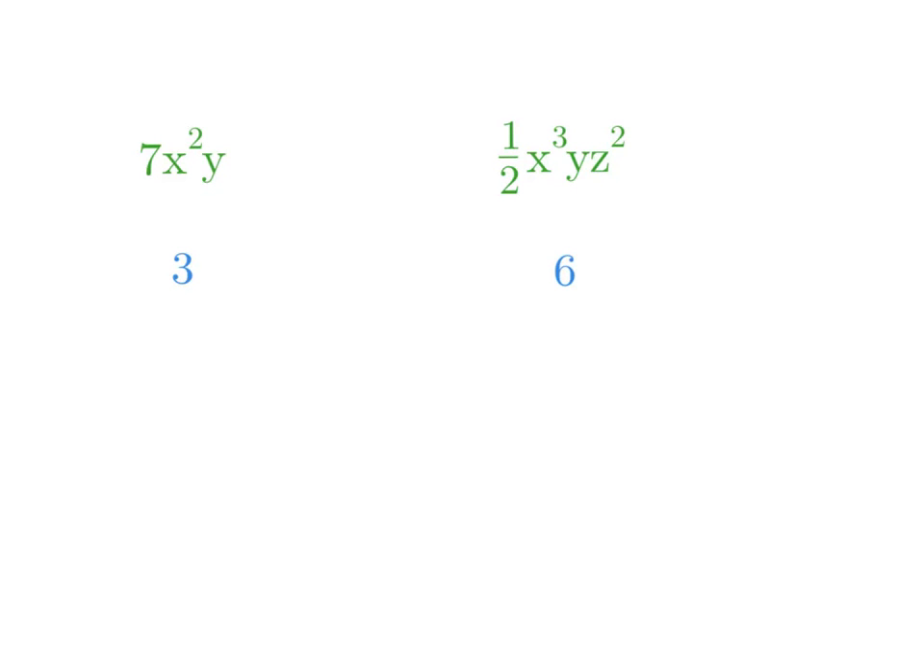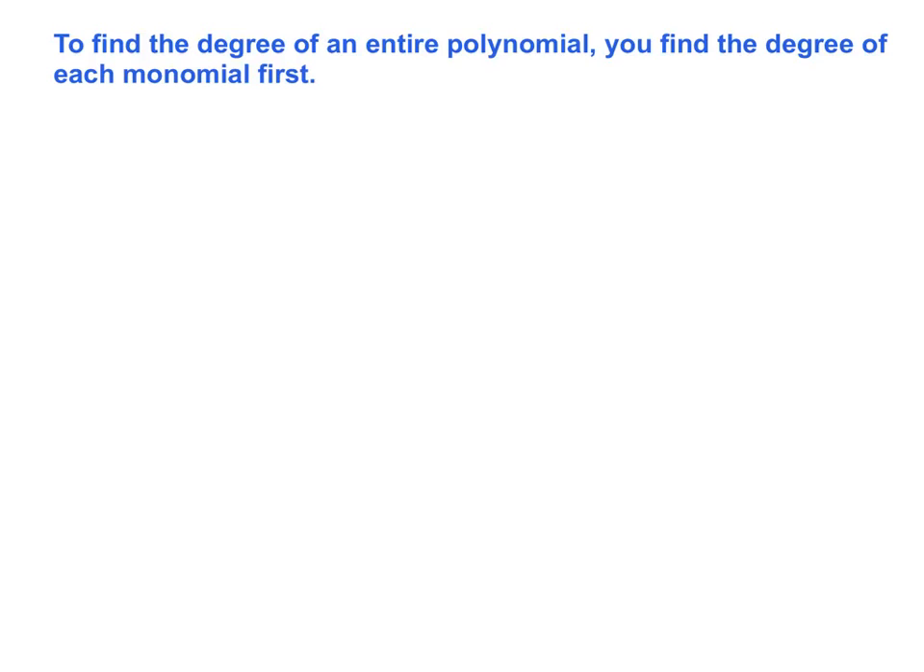Okay. So that's the easy part. The next part is still not hard actually. So we found the degree of a monomial, one term. Now we're going to look at the degree of an entire polynomial. Okay? And when you have an entire polynomial, what you have to do is find the degree of each term first, and whichever one's the highest is the degree of the whole thing.